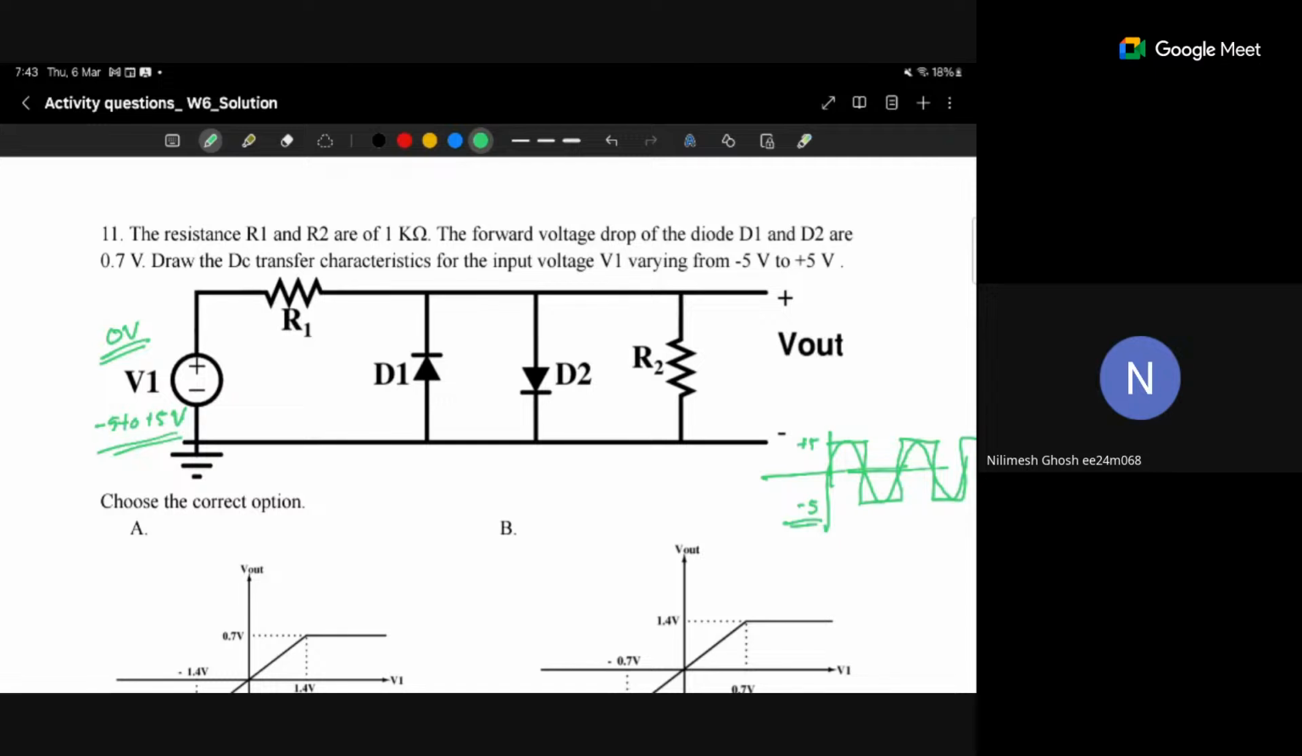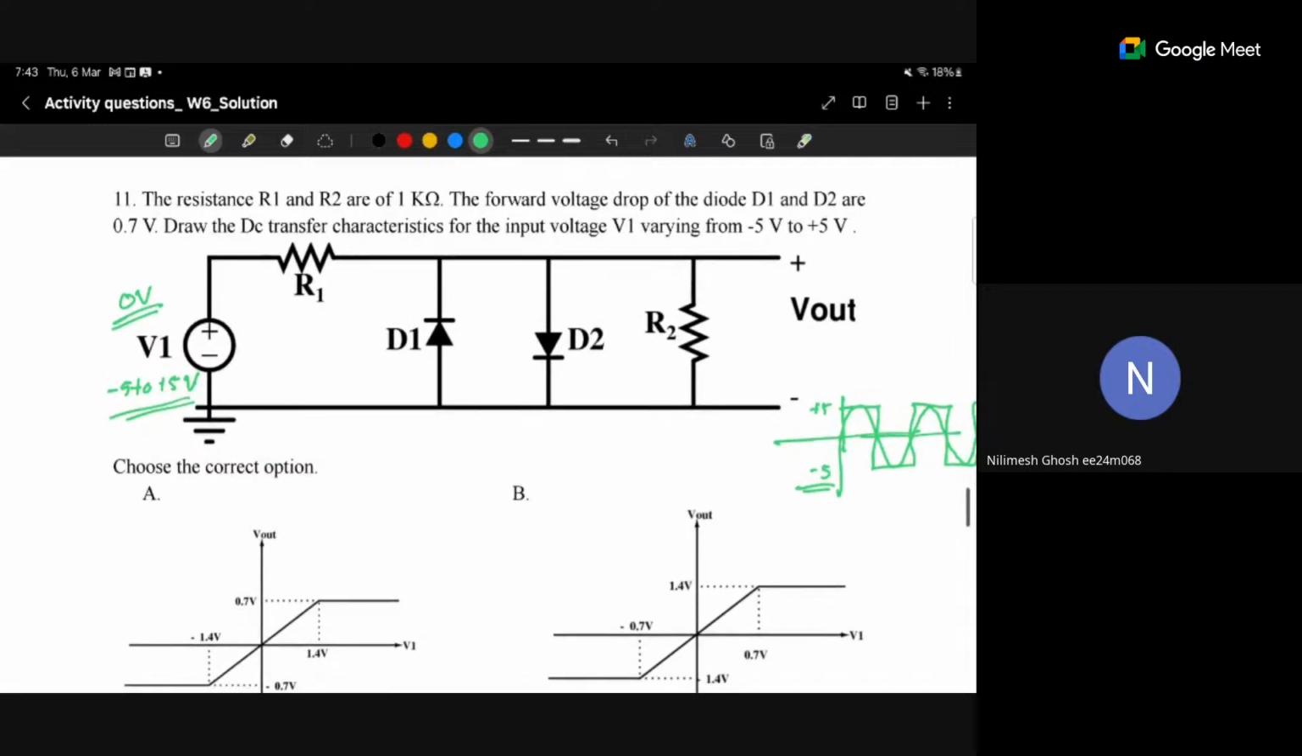Is there any sinusoidal mentioned? No, sinusoidal is not mentioned. Some kind of waveform is there. Let's say we are standing at V1 equal to 0 volt. So there is no input, right? If there is no input, this whole path is shorted. 0 volt means a short circuit path. If there is a short circuit path, is there any voltage across D1 and D2? No. If there is no voltage across D1 and D2, can we get any voltage across V out? No. So if V in equals 0, V out equals 0.